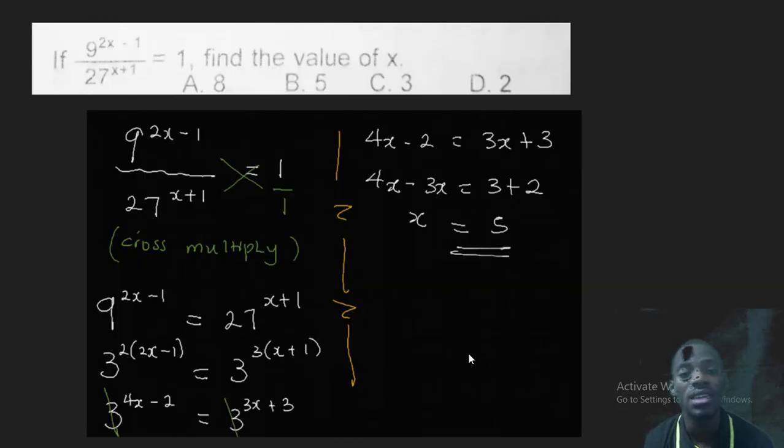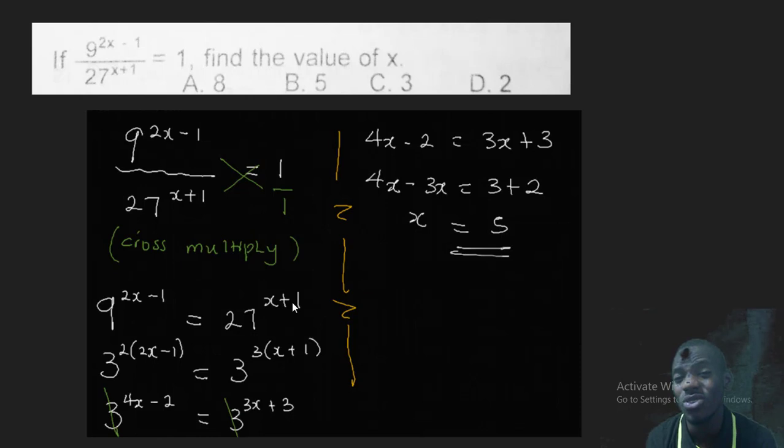Next, indices: 9 raised to the power 2x minus 1, divided by 27 raised to the power x plus 1, equals 1, right? The first thing is to cross multiply, and that will give me 9 raised to the power 2x minus 1 equals 27 raised to the power x plus 1. Now, why is the 1 not reflecting? Because anything times 1 is still that same thing. So 1 is not really important in this work because we've multiplied. So now that will come 9 raised to the power 2x minus 1 equals 27 raised to the power x plus 1.